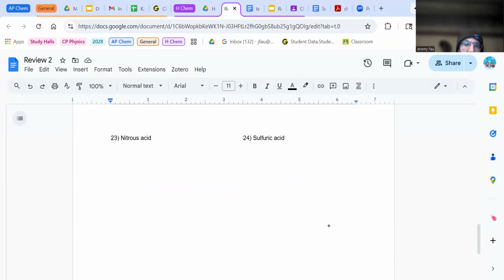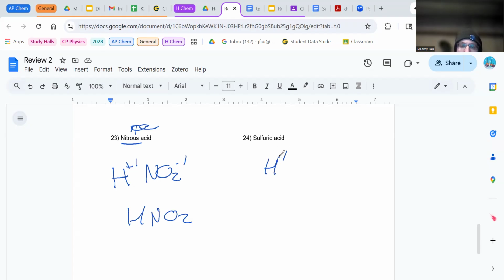Nitrous acid. So no hydro, we know we got an H. Nitrous was originally nitrite. So that's NO2-1, HNO2. And then sulfuric acid, because there's no hydro, sulfuric was originally sulfate. That's SO4-2, H2SO4.